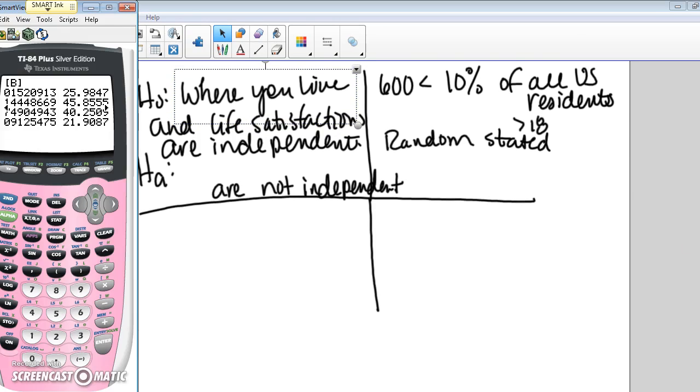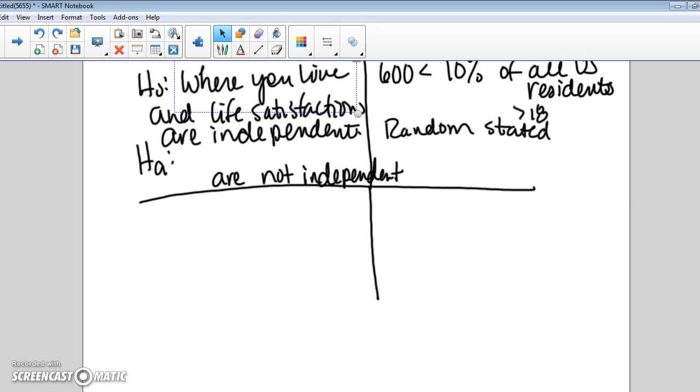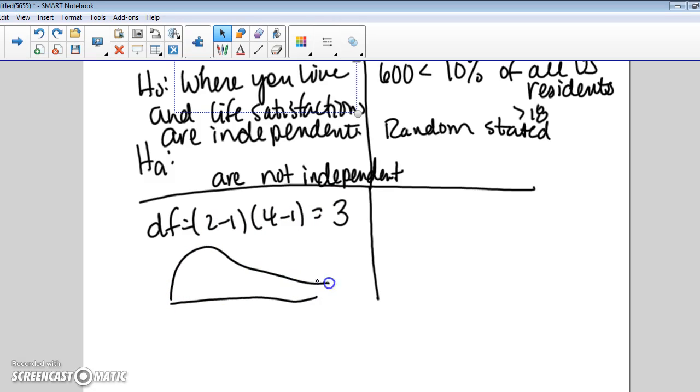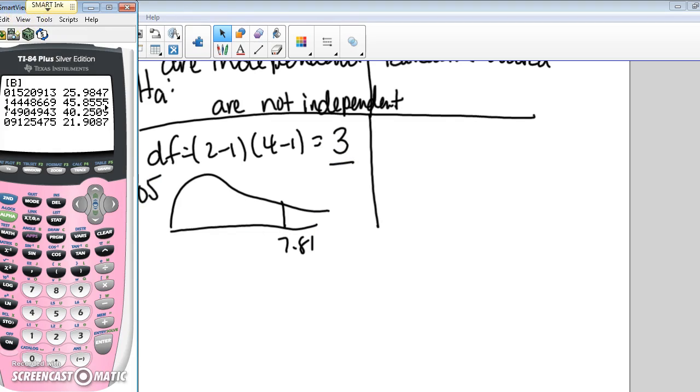So on our calculator, this is again a 4 by 3, or 4 by 2 this time. So 2 rows and 4 columns. So our degree of freedom will be 2 minus 1 times 4 minus 1. That's 3 again. So again, if we do a 5%, we'll actually have the same number as the last problem, because at 5%, it's 3 and 3.